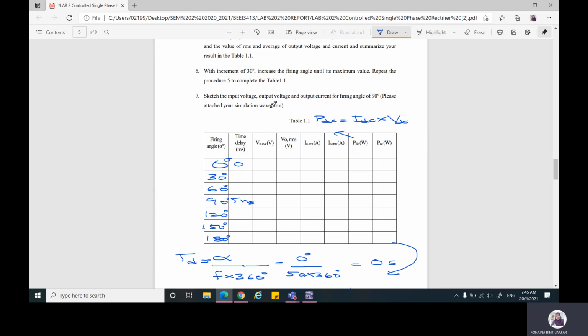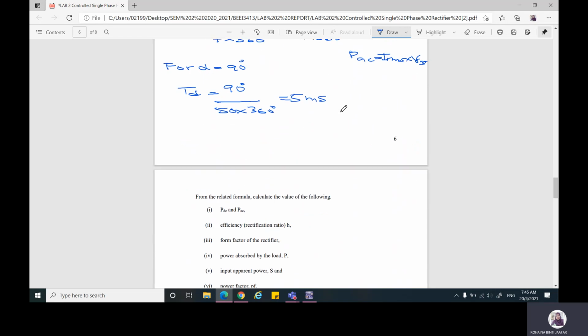Okay, and then okay, sketch the output and input of your voltage and also output current for firing angle of 90 degree. So you only need to attach one waveform for output voltage, input voltage, and output current only for 90 degree firing angles. Okay, so I think that's all.